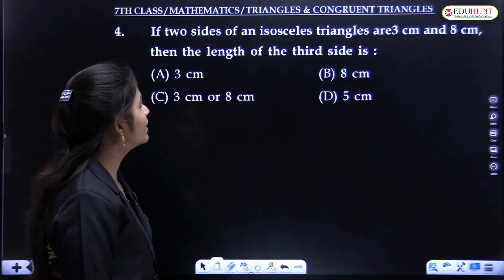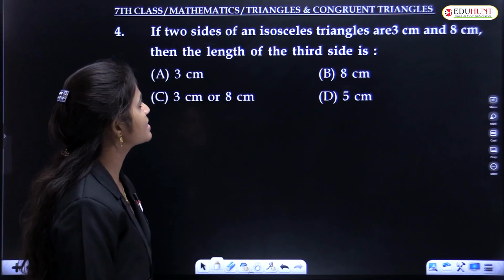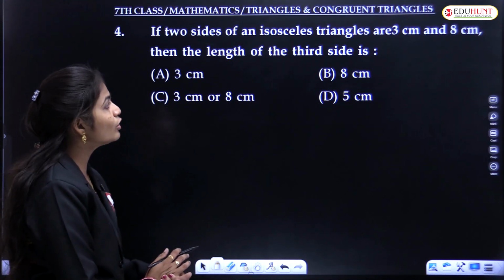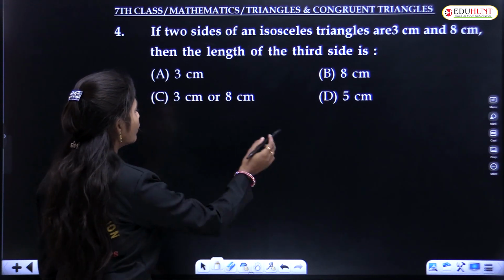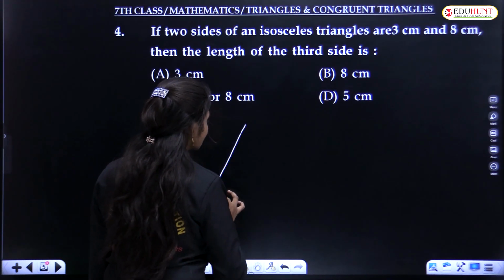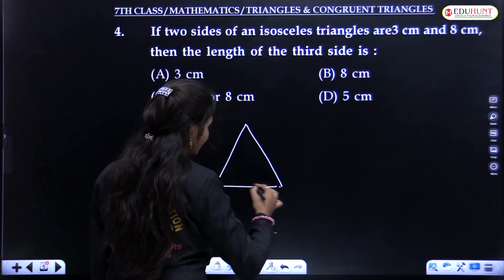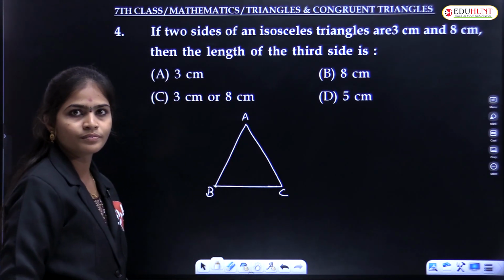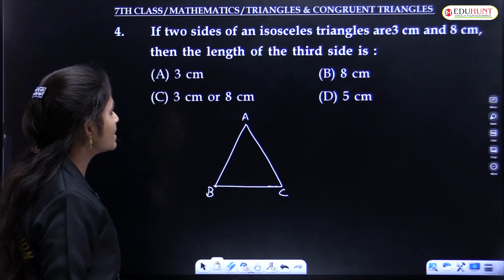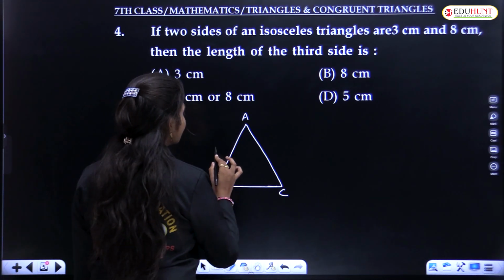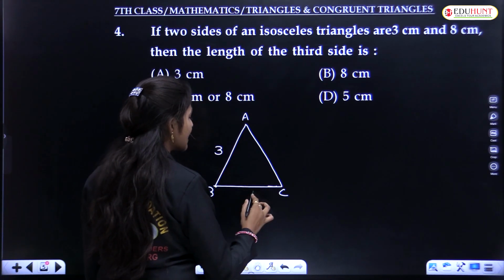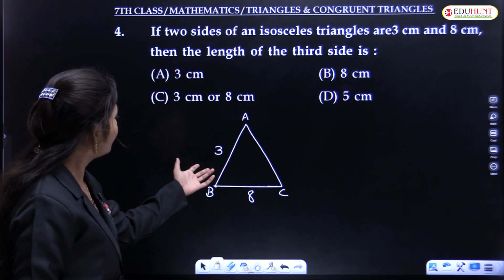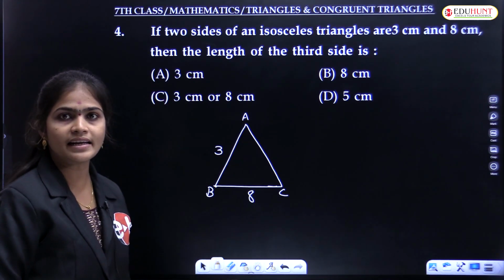So the fourth one, see here. If two sides of an isosceles triangle are 3 centimeters and 8 centimeters, then what is the length of the third side? They are saying it is an isosceles triangle. For example, here ABC is an isosceles triangle. They are saying one side is 3 centimeters and another is 8 centimeters. We don't know which two sides are equal, right?